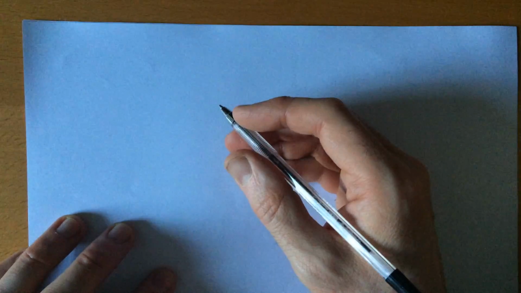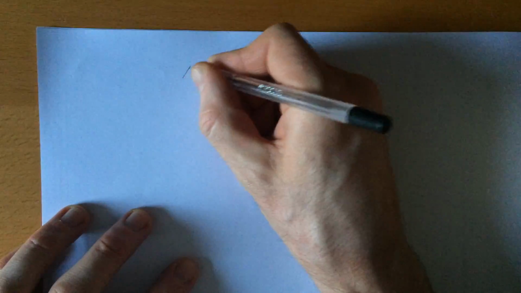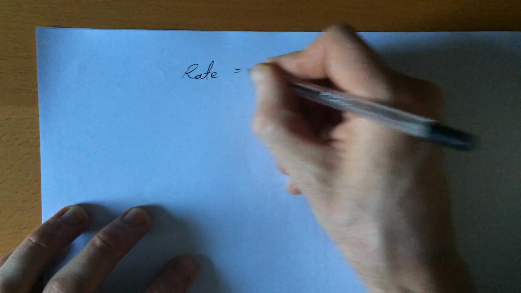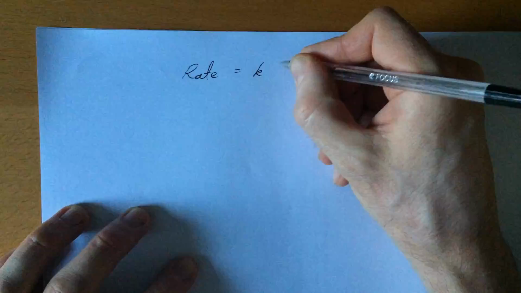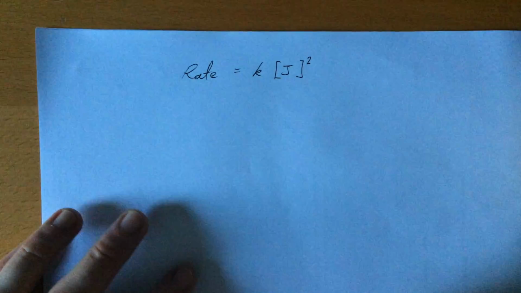Hi again everyone. We're going to try working with a different example this time. Still from the Kinetics booklet, but this is task 5 question 2. So in this example we're told that the rate is equal to K multiplied by the concentration of J squared.